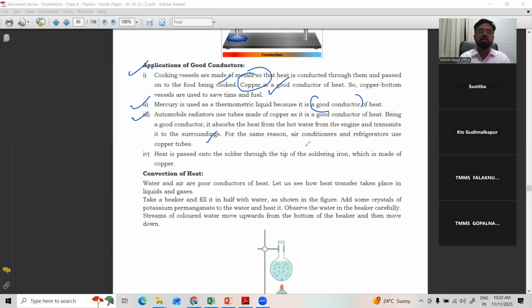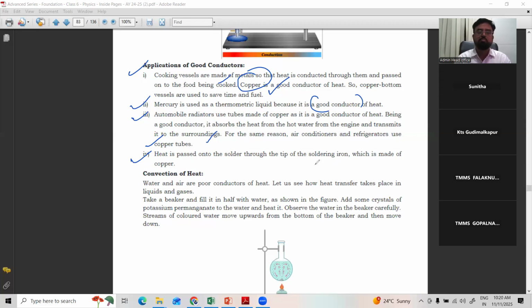For the same reason, air conditioners and refrigerators use copper tubes. Because copper is a very good conductor of heat, we use copper tubes in air conditioners and refrigerators, and also in the radiators of automobiles, to avoid damage.